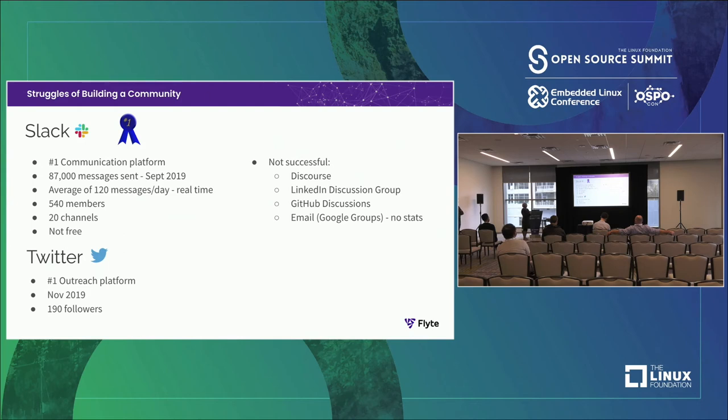Over the past 2 years since it has started, we have been averaging about 120 real-time messages every day. So it's extremely active. Responses are almost instantaneous. We have about 550 members at this point, over 20 channels. The only disadvantage for this Slack that we have right now is that it is not free if you want to keep record of more than 10,000 messages. So we know a lot of useful discussions will be lost, unfortunately, but that's something that we have to either live with or figure out what we want to do with. But for now, it seems to be working. We're getting a lot of traction on Slack.